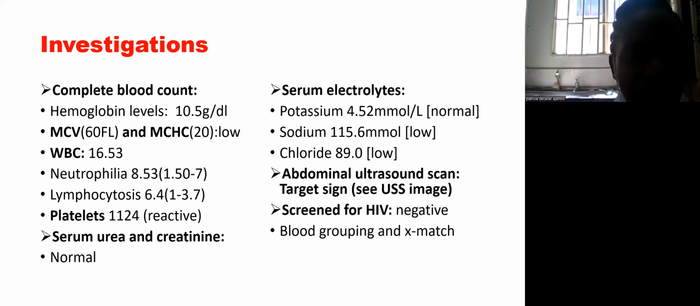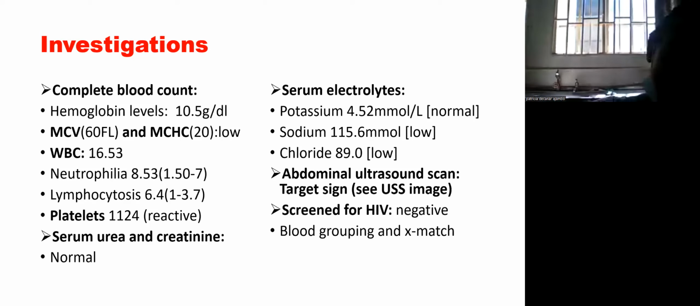So we did some investigations. As we were securing the intravenous line, we were able to collect a blood sample. We did a complete blood count, and we found the hemoglobin level was 10.5 grams per deciliter, which was a mild anemia. We found low mean corpuscular volume and mean corpuscular hemoglobin concentration, which showed the child was having microcytic and hypochromic anemia, had neutrophilic lymphocytic leukocytosis. He also had reactive thrombocytosis, which was evidence of viral and bacterial infection.